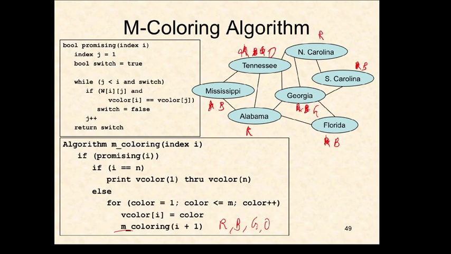We've found a solution because this is still promising. It doesn't violate any constraints. i is equal to n. We've colored all the vertices. Let's print out this coloring, and then let's backtrack some more and find some different colorings that can work. So that's how the graph coloring works with the states here.